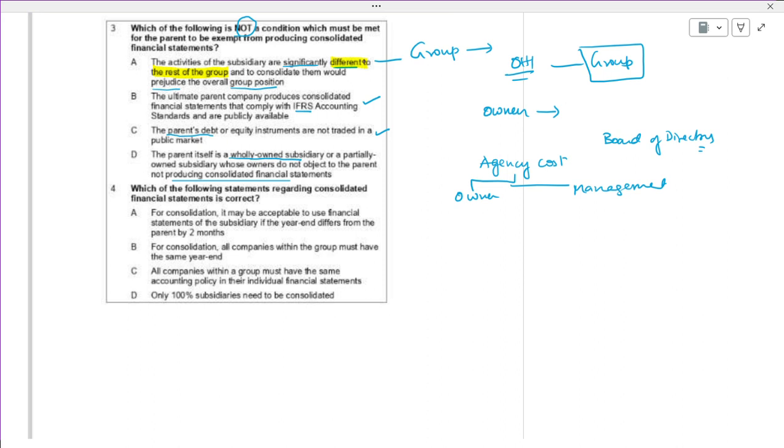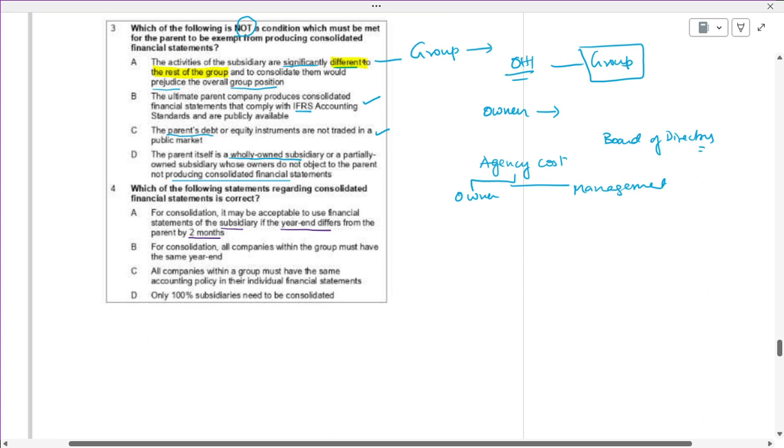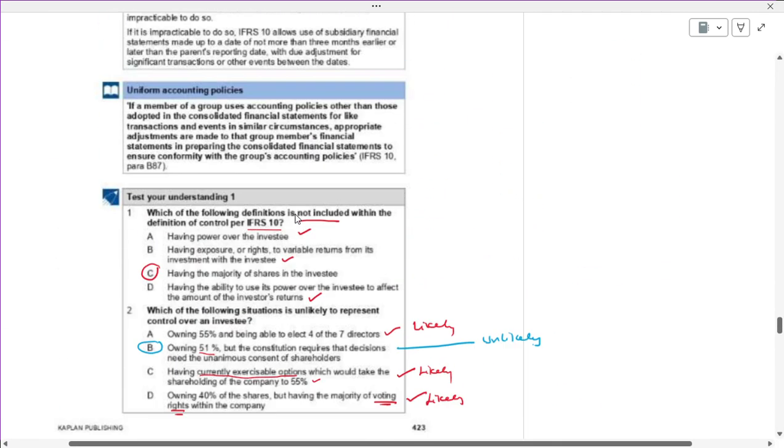Yeah, Doctor. Which of the following statements regarding consolidated statements is correct? For consolidation, it may be accepted to use financial statements of the subsidiary if the year end differs from the parent by 2 months. It is somewhere given in the standards. Okay, somewhere it has been given.